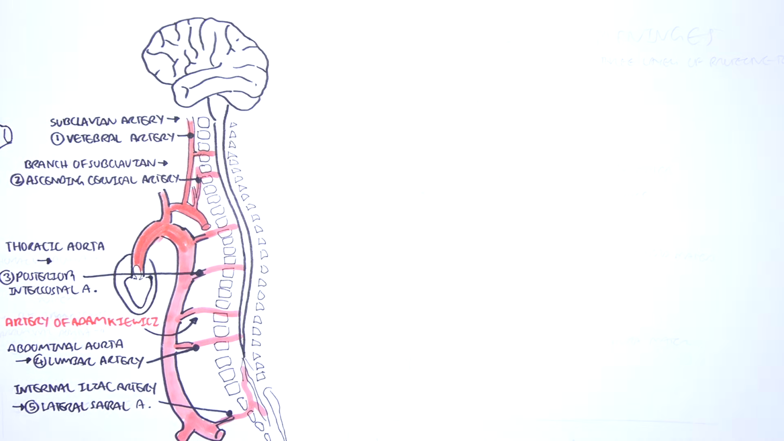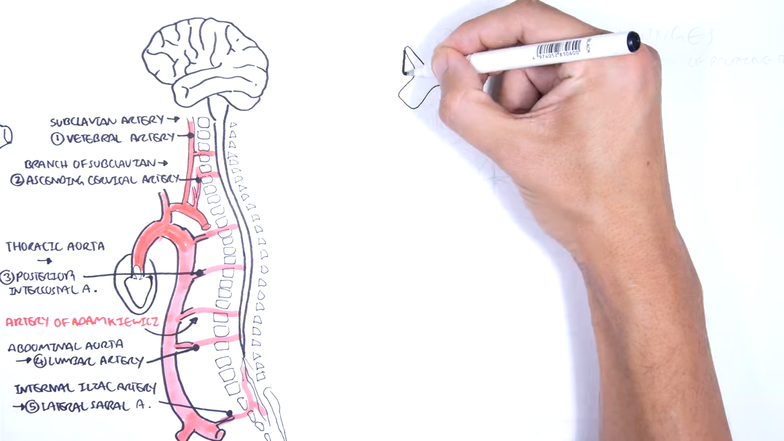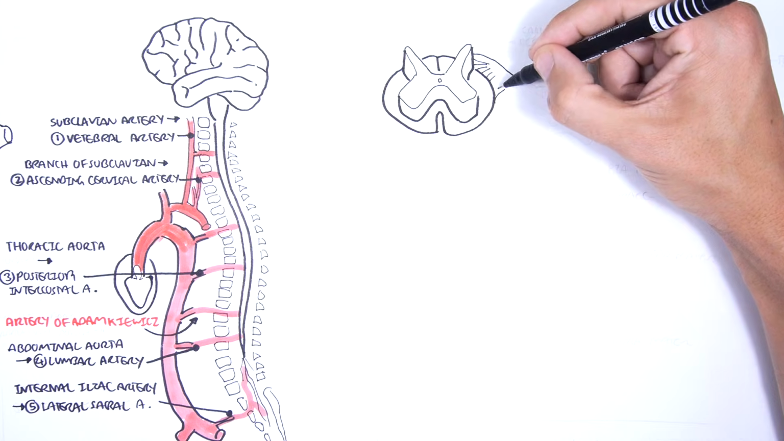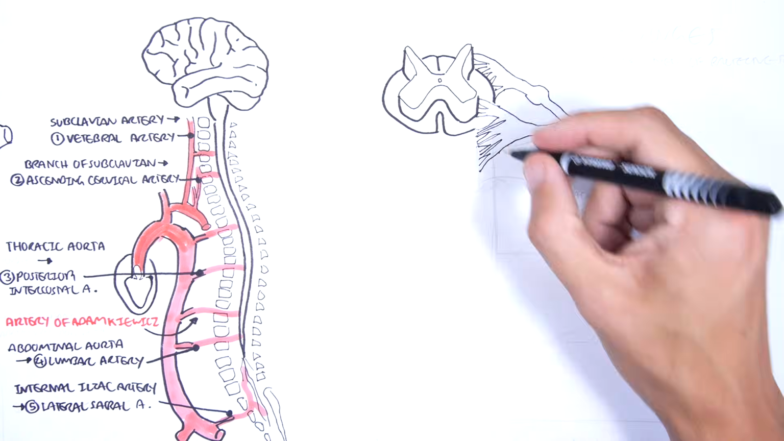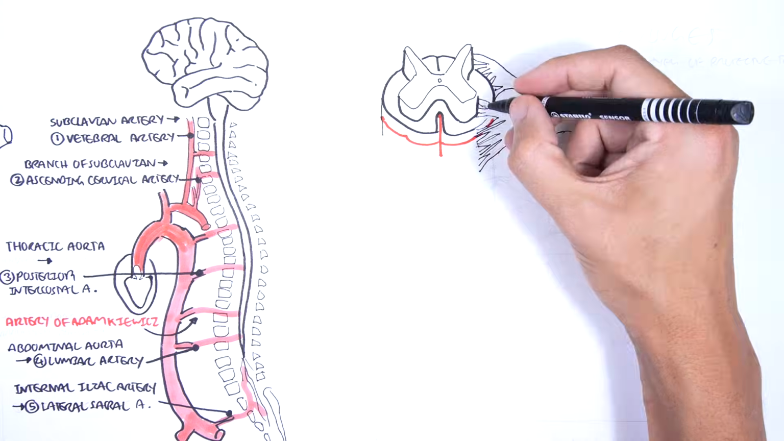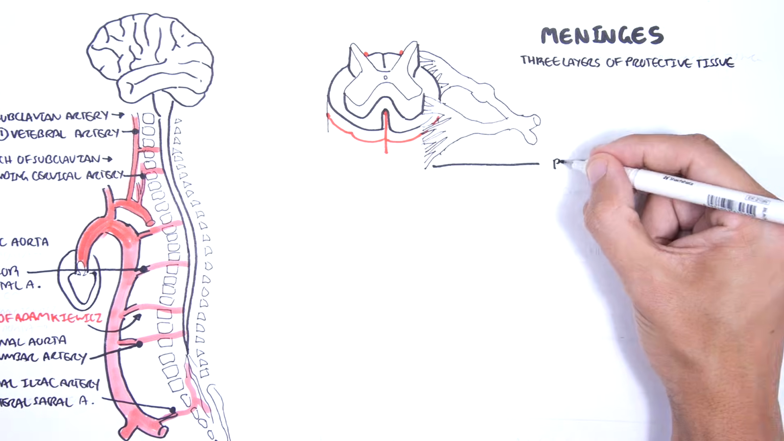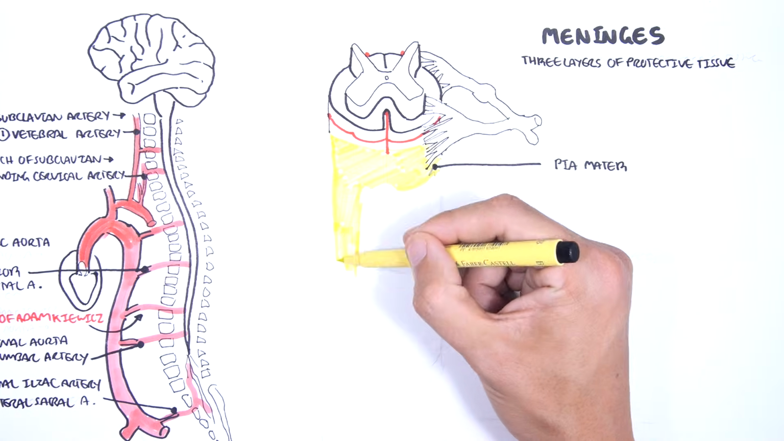Next, let's talk about the meninges, the layers that surround the spinal cord and protect it. Meninges comprise 3 layers of protective tissue. Just like you have meninges of the brain, this continues to form the meninges of the spinal cord. Here I am drawing the spinal cord, and I will introduce the meningeal layers one at a time, from the very inner one to the outer one. And there are 3 meningeal layers.